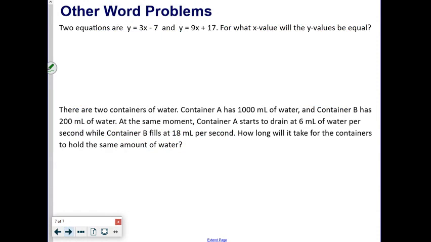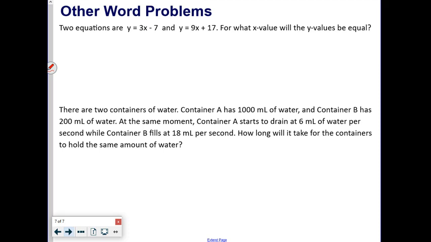All right, the last set, just some other word problems, I suppose, just to give you guys a nice wide range of different equations that you can check out, different stories, word problems. So here, this one's really pretty basic, the actual problem. We have 2 equations. They're y equals 3x minus 7 and y equals 9x plus 17. The question says, for what x value will the y values be equal?